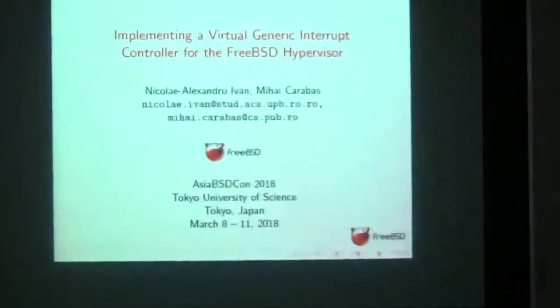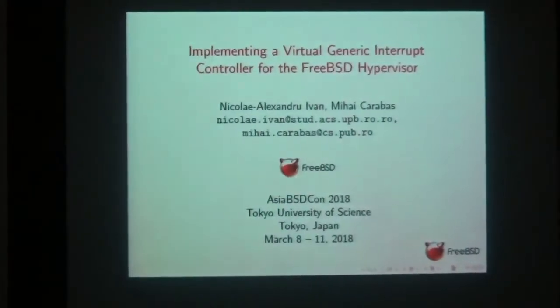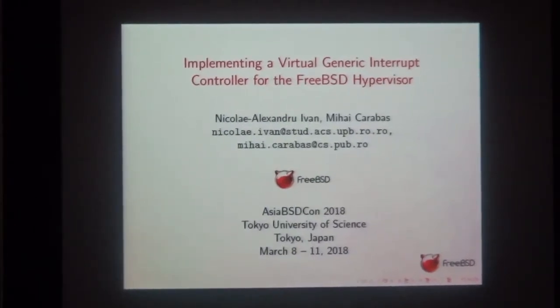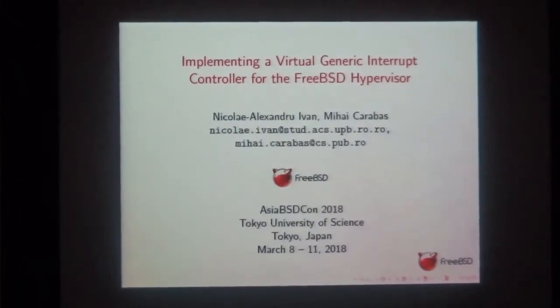Last year I was here presenting bhyve ARM, and it was booting until getting to the interrupt controller, like the current status of ARM I explained earlier. Further, we managed to finalize the implementation of the virtualization for the interrupt controller and also for the timer. Right now, we have a guest that is booting and it gets to the console.